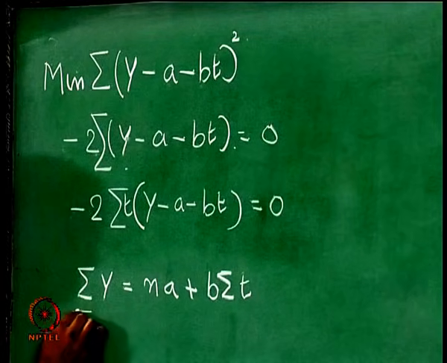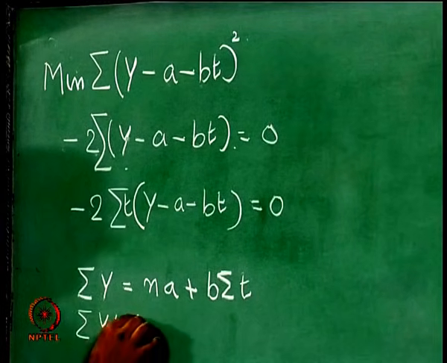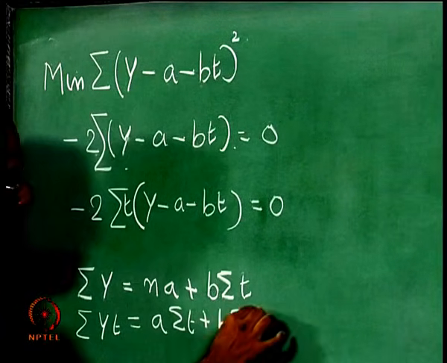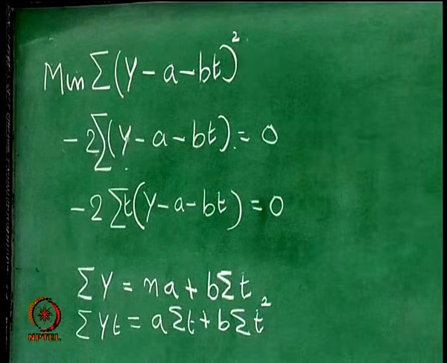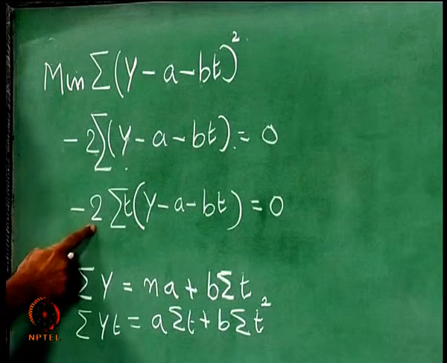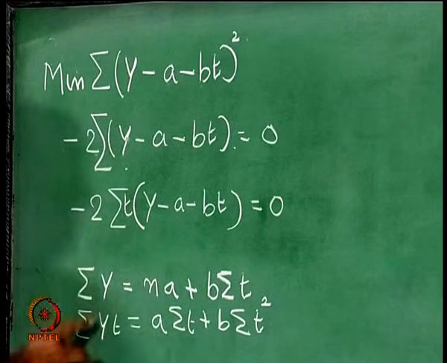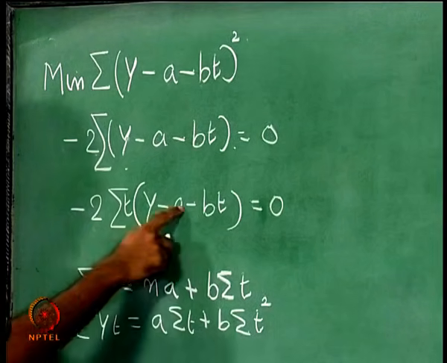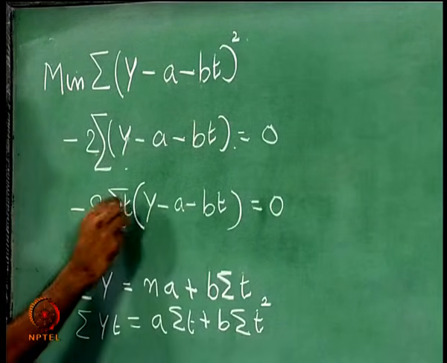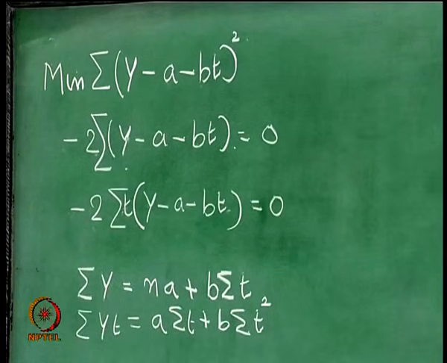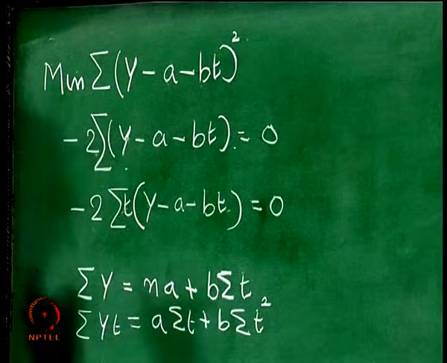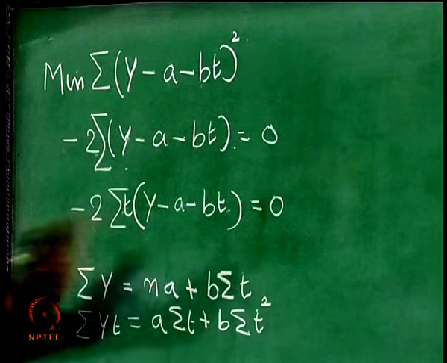The second equation will be sigma yt is equal to A sigma t plus B sigma t square. Now, multiply here. So, yt, again this minus and this 2 go. So, you have sigma yt is equal to A sigma t and then plus B sigma t square comes because this t is multiplied by the other t. So, you have 2 equations and 2 unknowns, A and B, and we can directly solve using these.